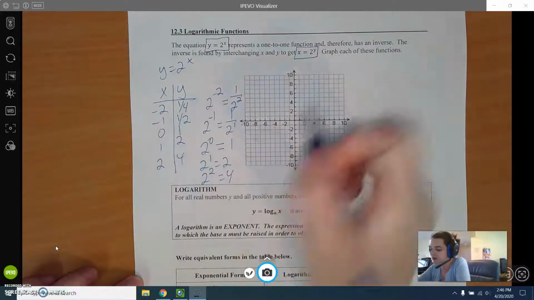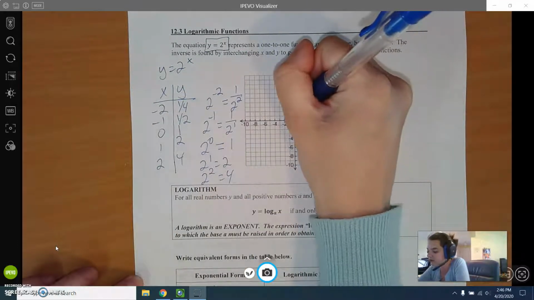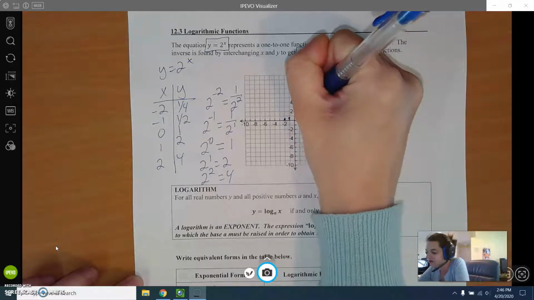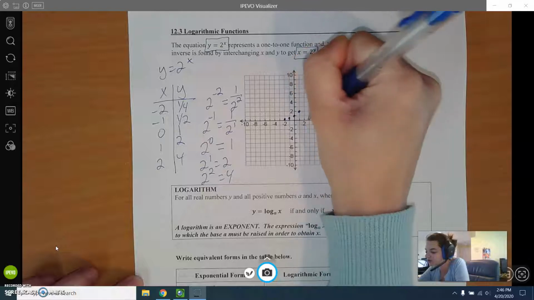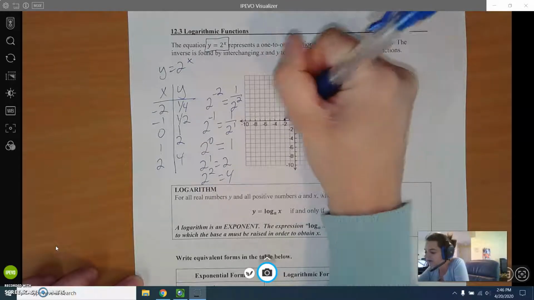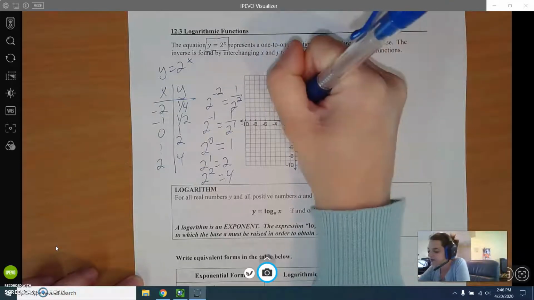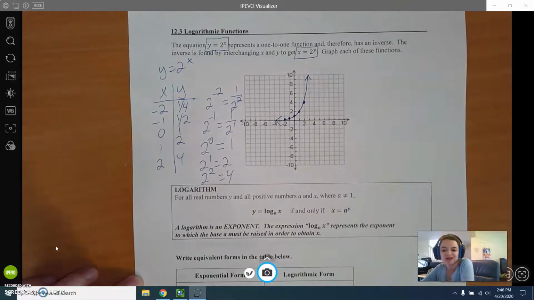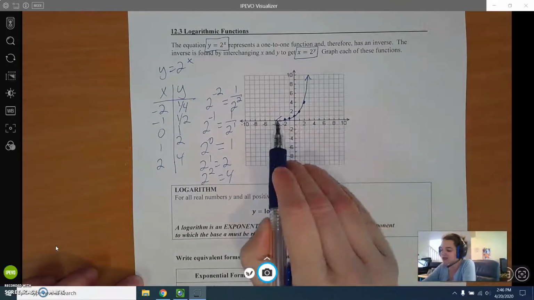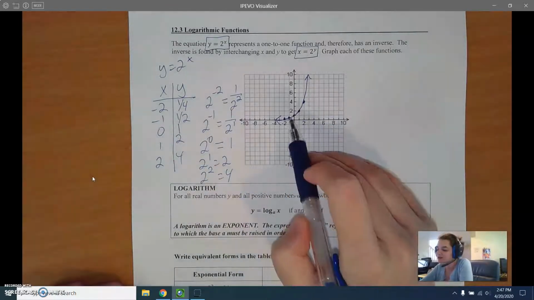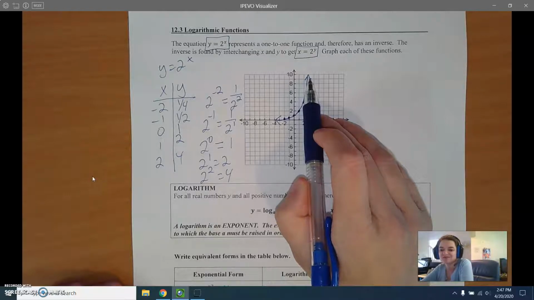So now I've got these nice points, and we can graph them: -2, 1/4; -1, 1/2; 0, 1; 1, 2; and 2, 4. And we can make a nice smooth curve to connect our dots. And we found out last time that with the exponentials, one side is going to go towards the x-axis. It will never quite touch it. It's just going to get very, very close to touching it. The other side goes up very, very quickly.